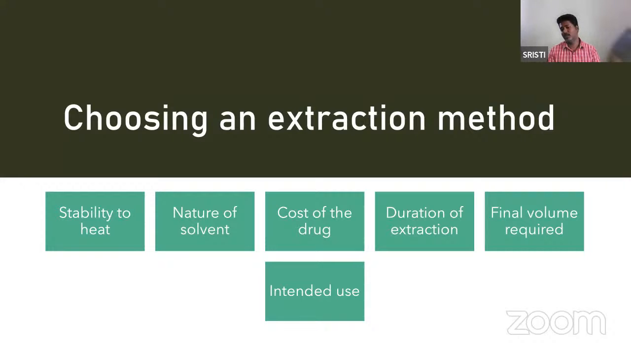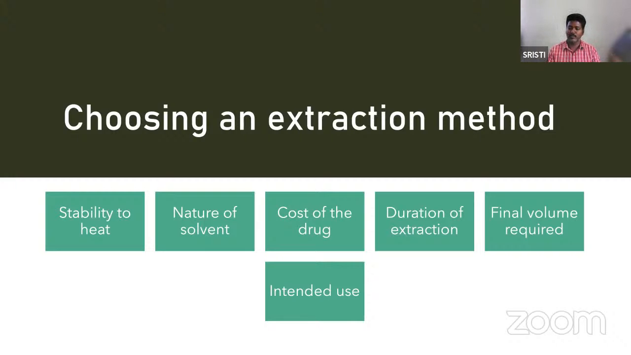Similar to the methods of extraction, there are certain important factors which we need to consider before choosing a method. The compound should be stable to heat. Too much heat should not be applied if your compound is thermolabile, then you cannot go for a high heat method like Soxhlet, ultrasound, or the microwave assisted method. You cannot. And then the nature of the solvent.